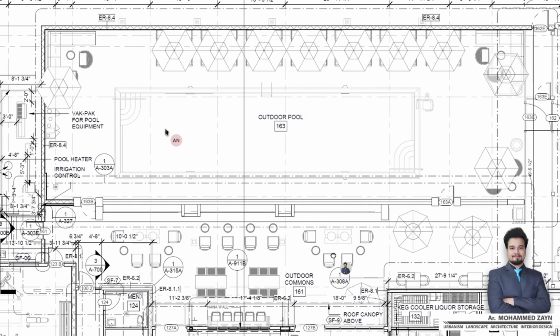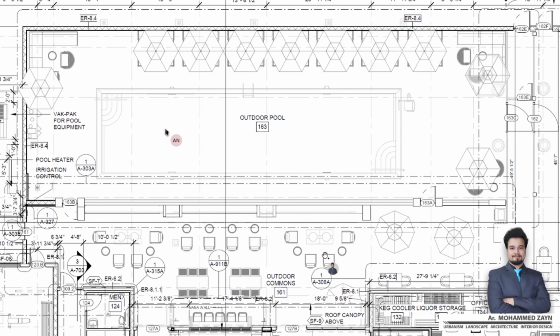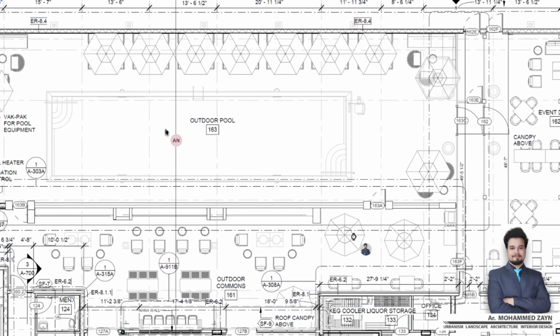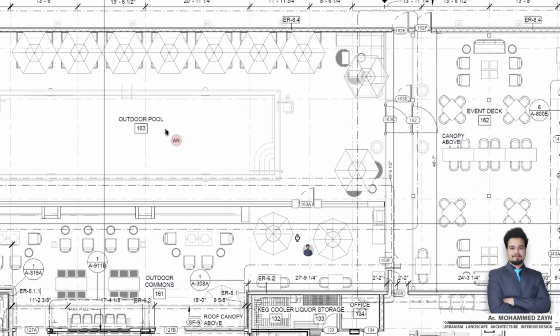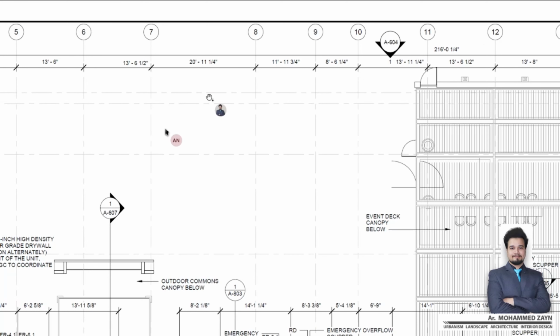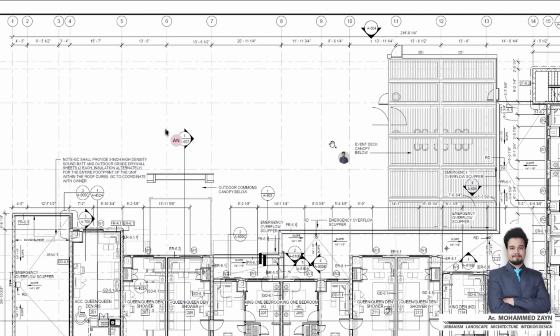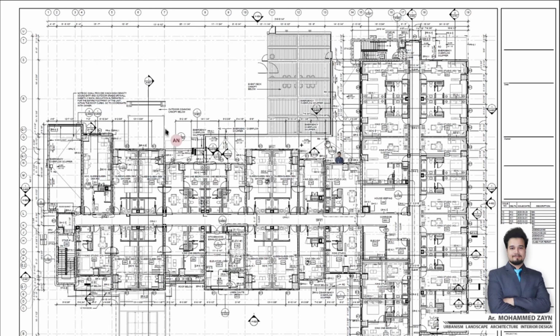So when you place a family in one space, it is automatically reflected in all other views. In every different view in which you see the outdoor pool, you see these families, you see the pool. It will have exact dimensions, it will have everything as in this. You can see the grid lines in here.